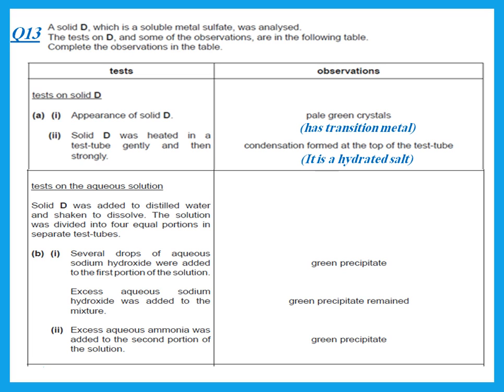Then he did tests on solid D, several drops of aqueous sodium hydroxide, and he got a green precipitate. Excess sodium hydroxide, the green precipitate remained. That means it's a precipitate insoluble in excess. When he added excess aqueous ammonia, again he got green precipitate. So which one gives me green precipitate insoluble in excess with both? This is iron 2. So this tells you that I have iron 2.